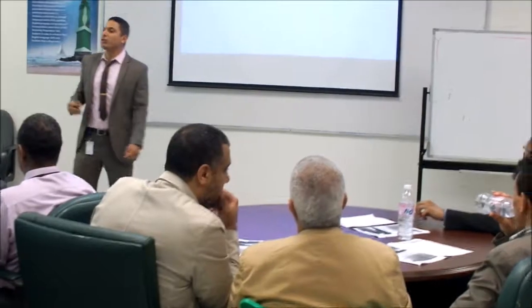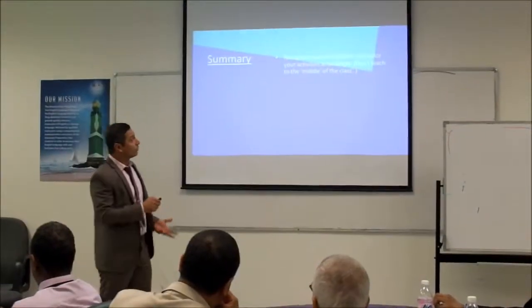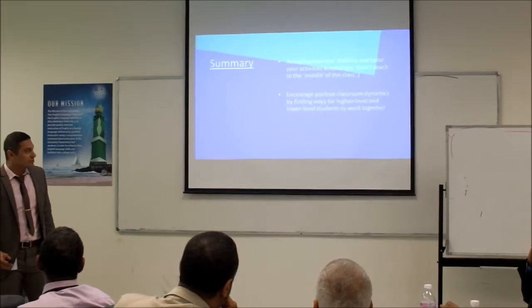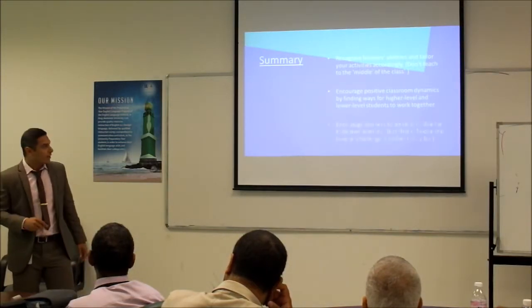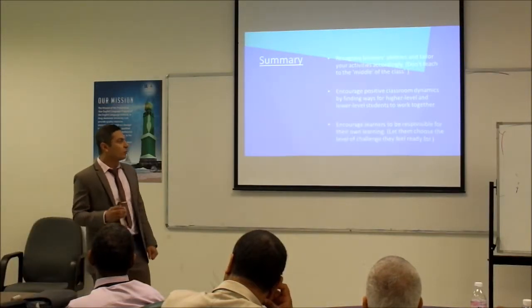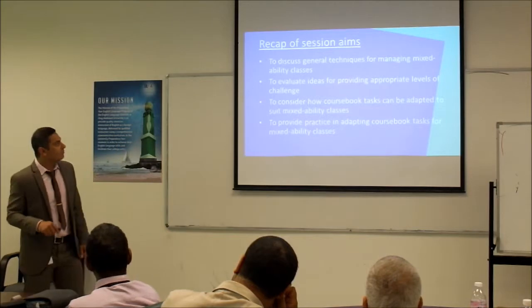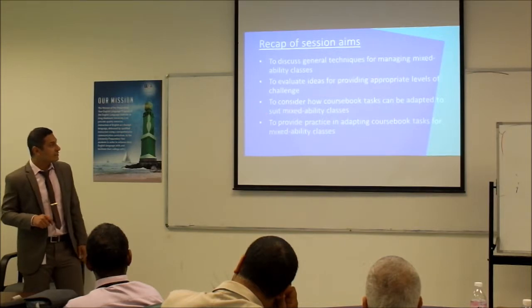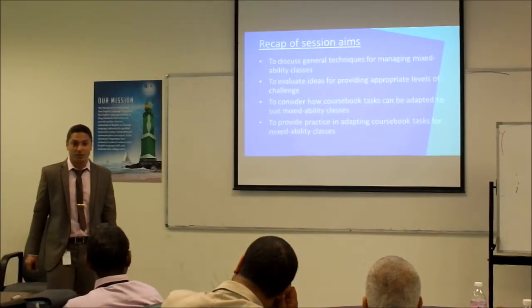Let's quickly look at a summary of what we've done today. During the session, we've learned how to recognize learners' abilities and tailor activities accordingly. Encourage positive classroom dynamics by finding ways for higher and low-level students to work together. Encourage learners to be responsible for their own learning, like letting them choose the level or the activities sometimes. This is a recap: to discuss general techniques for managing mixed ability classes that we have discussed, to evaluate ideas, to consider how coursebook tasks can be adapted, and then provide practice as we have just done with the last activity.